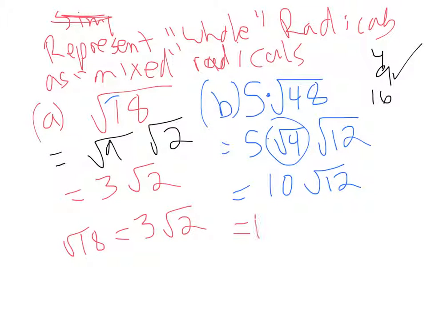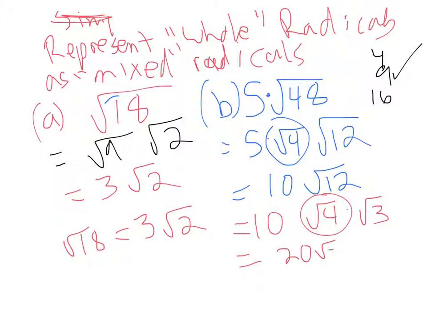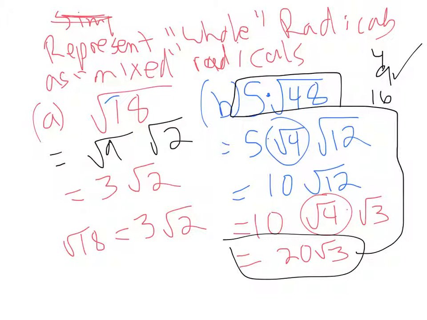So I'll make that 10, but then that becomes root 4 times root 3. And we know that root 4 is worth 2. So 10 times 2 is 20 root 3. That means 20 root 3 is an equivalent representation to 5 root 48, but it's fully simplified. So that's how you simplify radicals.